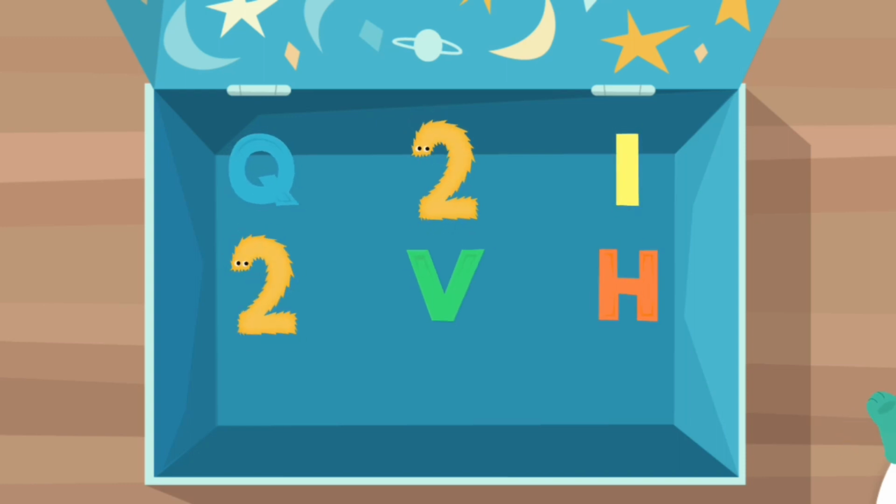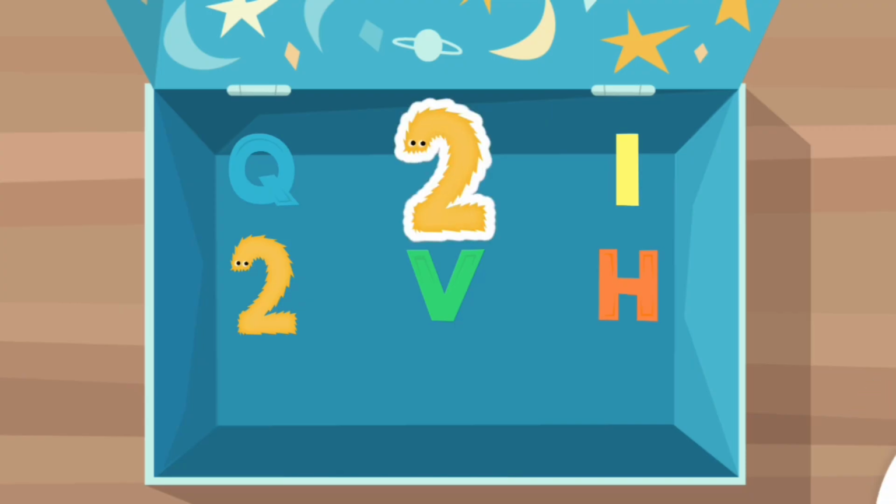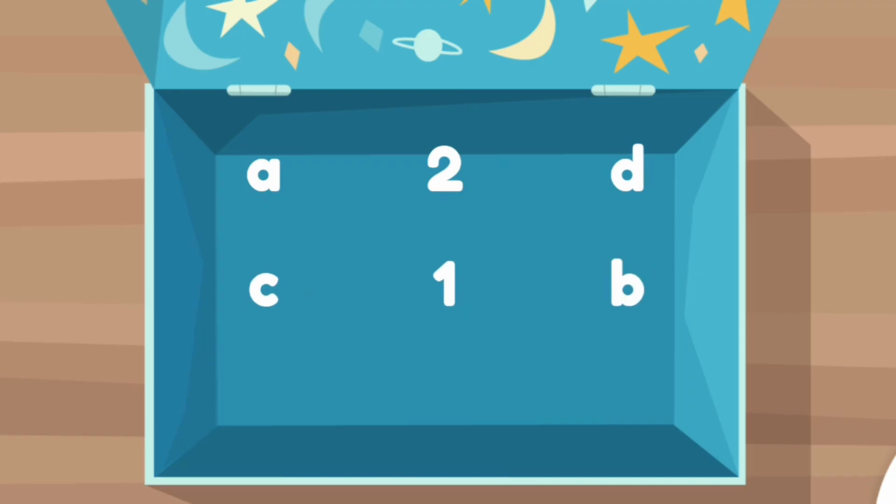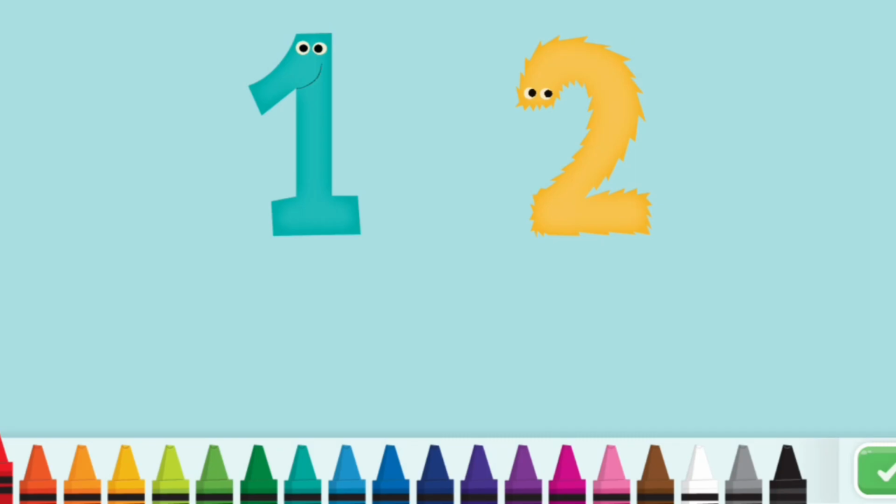Tap all the number 2. Great! You found the number 2. Tap the number 1. Super duper! You tapped the number 1. Write the number 1 and 2.